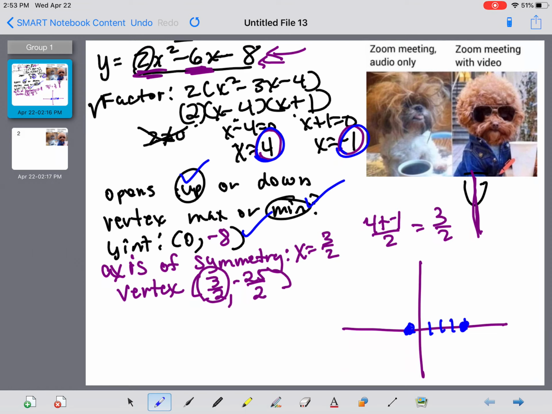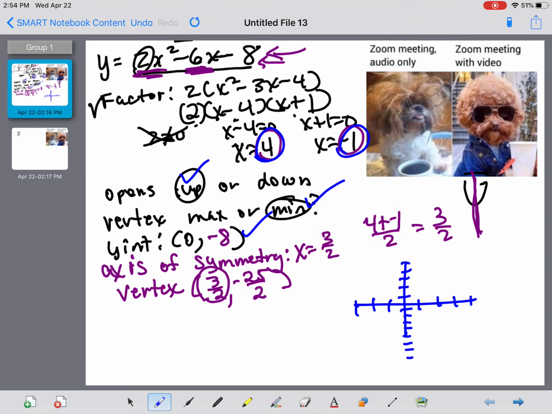And some of yours are counting by 2s. So let me redraw this graph. I think a lot of our graphs are going by 2, but you can still see the 1, 2. Okay, so you can still see 1, 2, 3, 4. So I think I'm still good. 1, 2, 3, 4, 5, 6, 7, 8. All right, my y-intercept is -8, 0, -8.